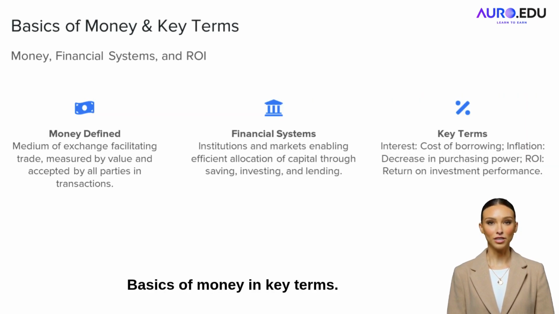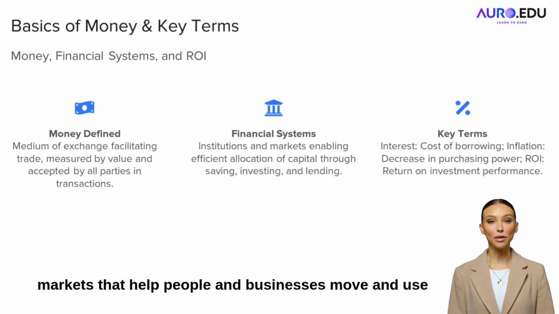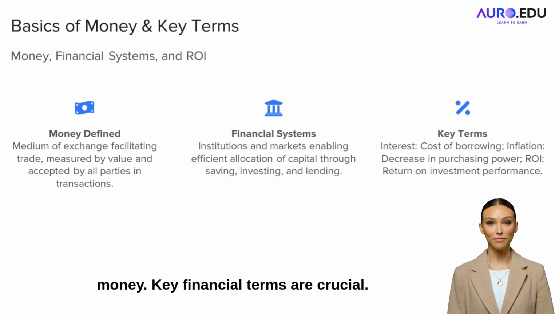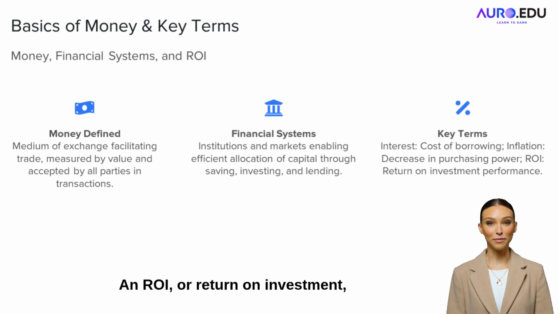Basics of money and key terms. Money is a tool that lets us buy, sell, and trade with ease. A financial system includes banks and markets that help people and businesses move and use money. Key financial terms are crucial. Interest is what you pay when you borrow. Inflation is how money loses value over time. And ROI, or return on investment, shows how profitable something is.